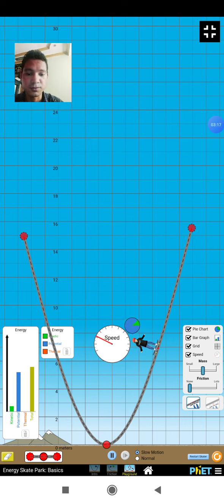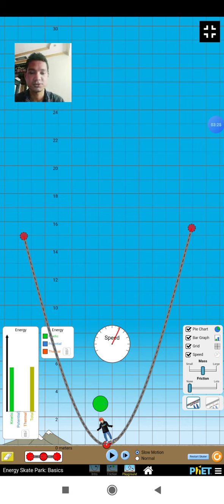At the bottom it will have maximum kinetic energy, and potential energy is 0 because height is 0. So all potential energy has been converted into kinetic energy at this position, as you can see, they have shown with the help of the graph here.